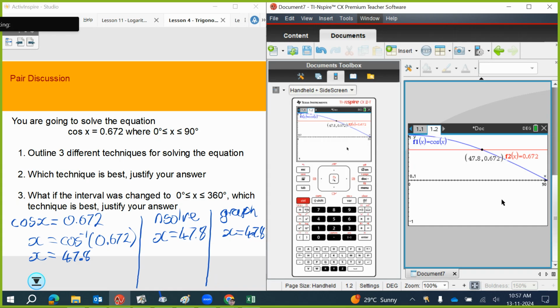The disadvantage with the graph is it can take a little bit longer. If you get quite quick with NSOLVE, that's a much quicker technique. Now, which technique is best?